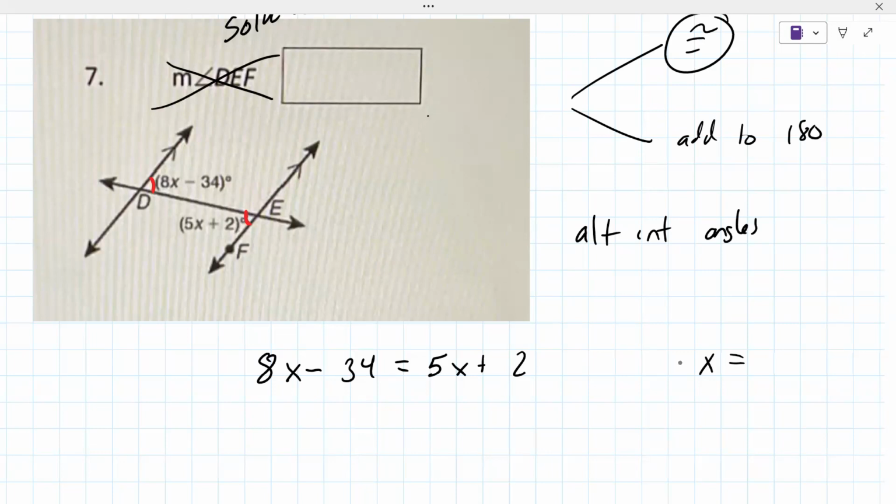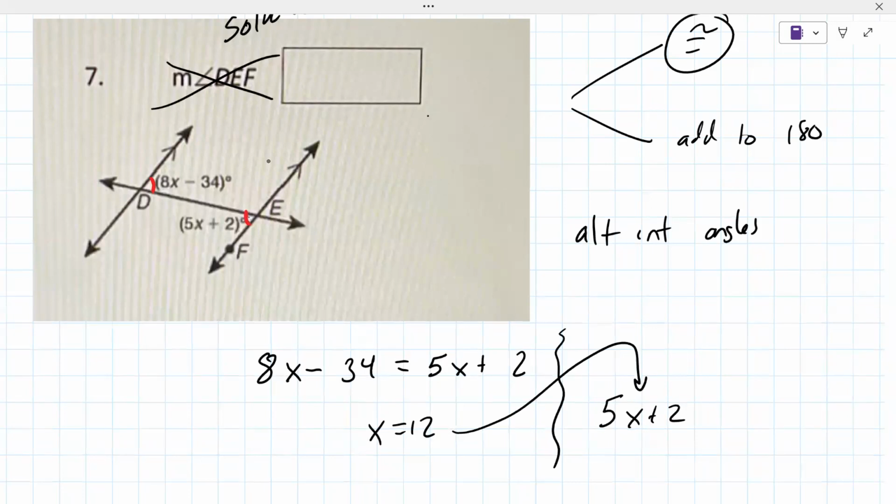12. Yes, x equals 12. So sometimes they want you to find x and you're done. But in this problem, they want you to find angle DEF. You just got to be careful that it's actually the one that you want. It is this one in red here. So you're going to have to put that x value back into this other equation. Okay.